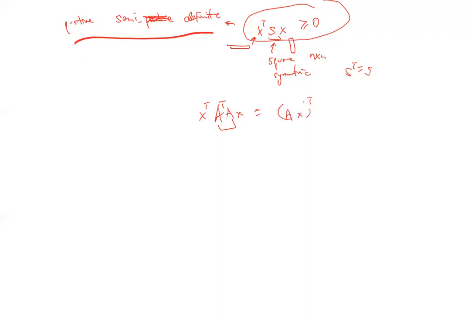But if I look at this one here, it's just Ax transpose times Ax. So this is a row vector, and this is the same column vector with the same elements. So this will be just the sum of the squares of the elements of Ax, for i from 1 to n, let's say. So of course this will be bigger than or equal to 0.